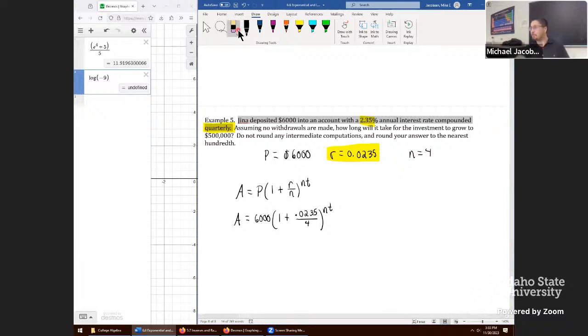Oh, thanks for spotting that. That's a 4 right here. So 4 in that location. Thanks for seeing that, Justin. Other questions so far?